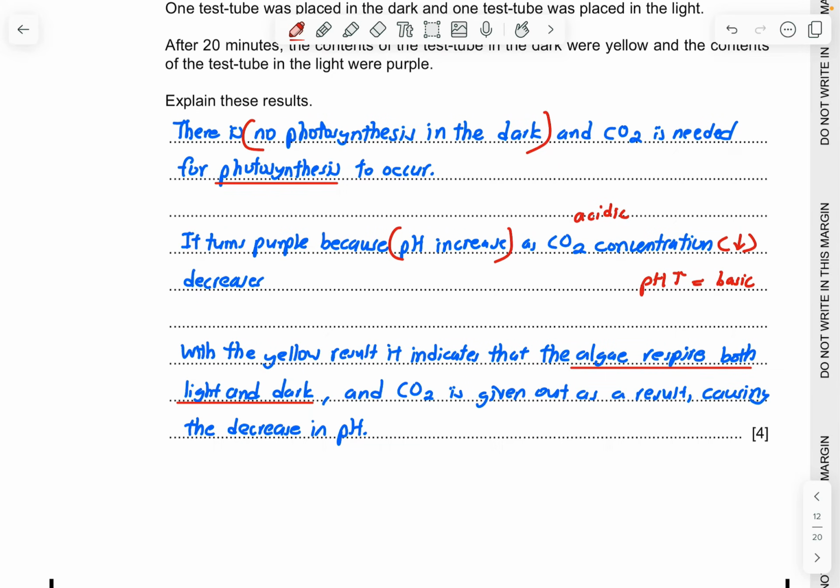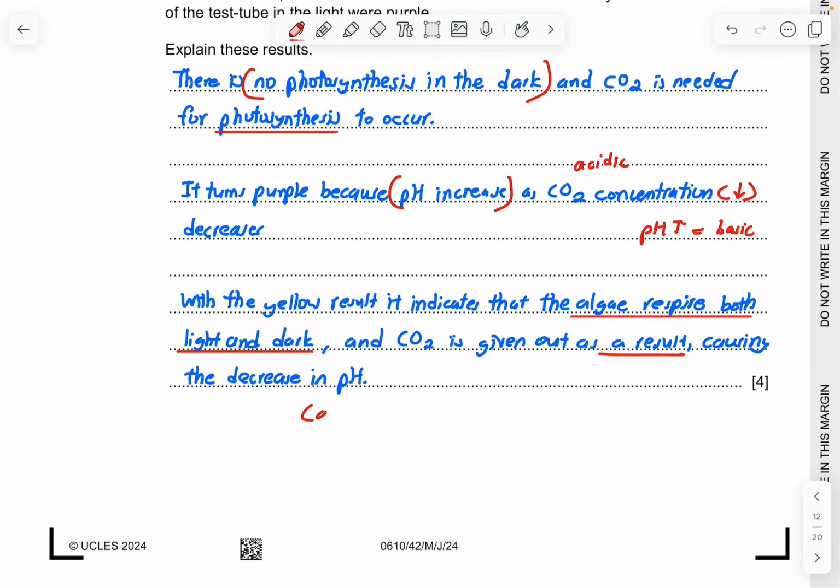Remember that photosynthesis only happens at daytime, and respiration occurs both day and night. CO2 is given out as a result because it is a product of respiration. Therefore, it causes a decrease in pH. It becomes more acidic. So that's why it turns yellow, because it has a high carbon dioxide concentration.